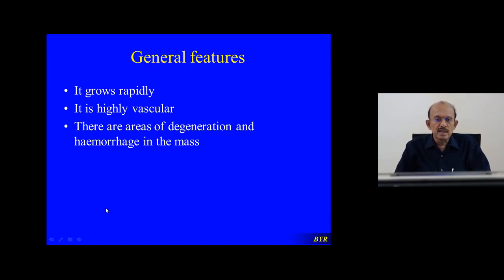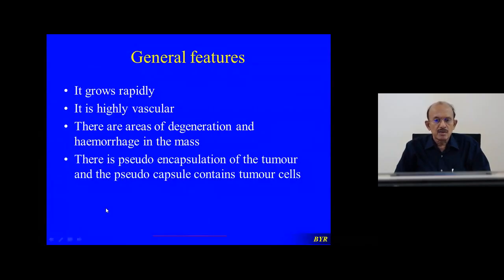There may be areas of degeneration and hemorrhage in the mass. There is pseudo-encapsulation of the tumor, and the pseudocapsule contains tumor cells. So the tumor has an outer shell, but the shell is formed by the tumor itself. Lipoma also has a shell or a capsule, but that capsule is formed by surrounding tissue which got compressed. But in case of soft tissue sarcoma, the outer lining gets compressed and becomes capsule-like. It looks like a capsule, but it has the malignant cells.